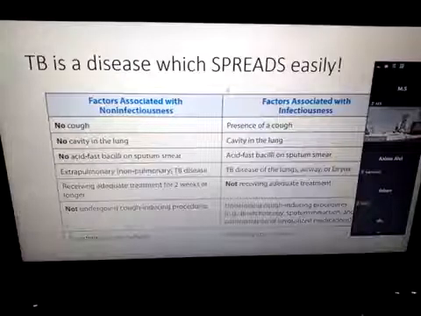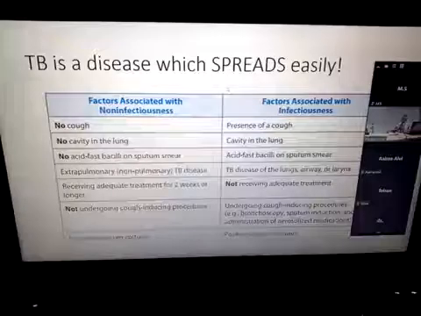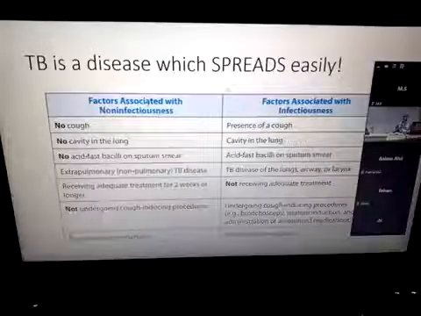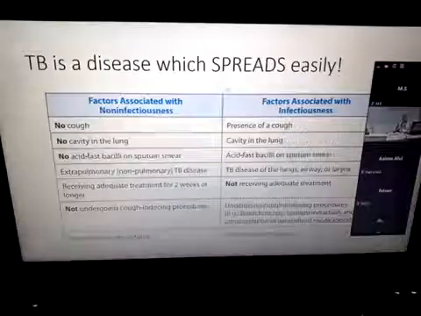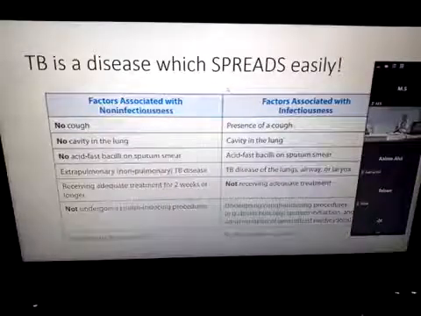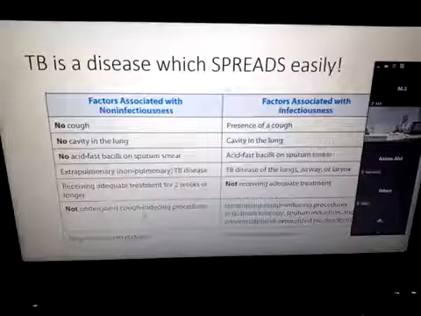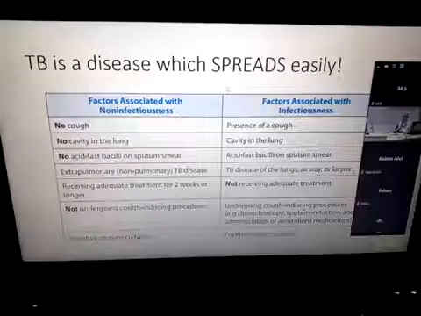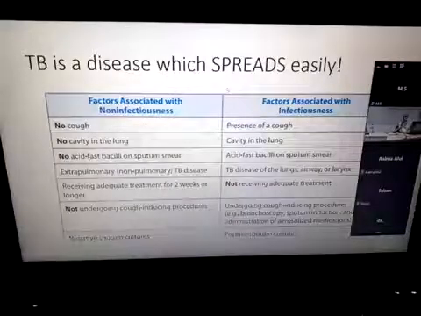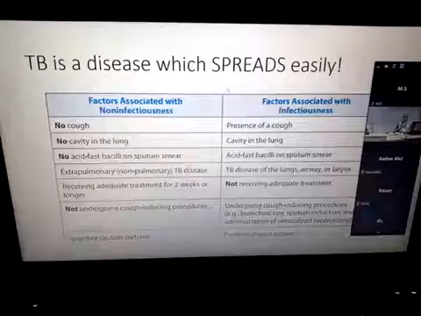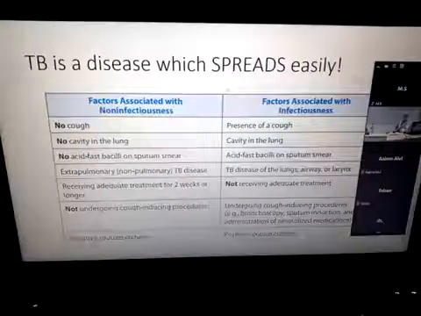So it's a disease which spreads easily. The things associated with non-infectivity are obviously no cough, no cavity, no AFB on smear, and the fact that it is extrapulmonary without pulmonary disease, and you're not inducing any cough or doing lavage. Okay. And factors associated with infectivity obviously are lung airway or larynx disease, or bacilli seen on smear, the patient not responding to therapy, or doing aerosol generating procedures, positive sputum cultures. Okay.